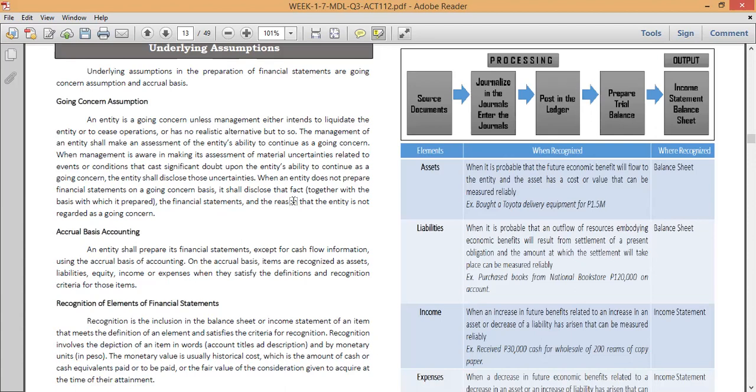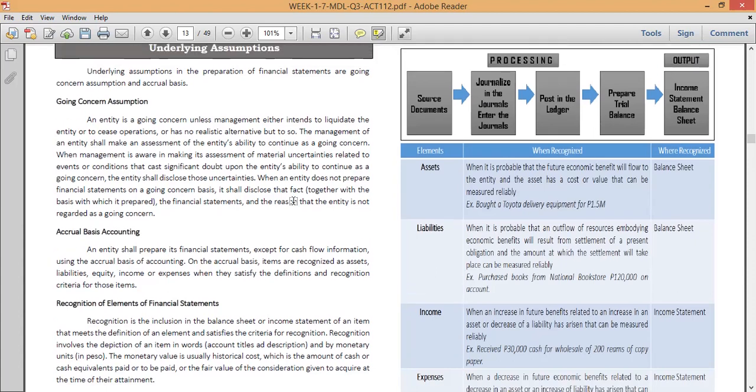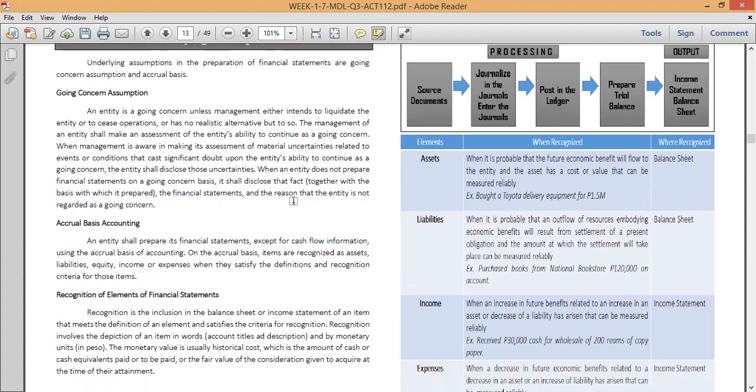So, I hope clear tayo dyan. So, next naman is the recognition of elements of financial statement. So, sabi ko nga sa inyo, dapat mapamiliarize ninyo yung different accounts. So, dito, you need to recognize the different elements of financial statement. Dapat malaman ninyo or maintindihan ninyo kung under ano na ba siya, assets ba siya, liabilities ba siya, income, expenses, or equity.